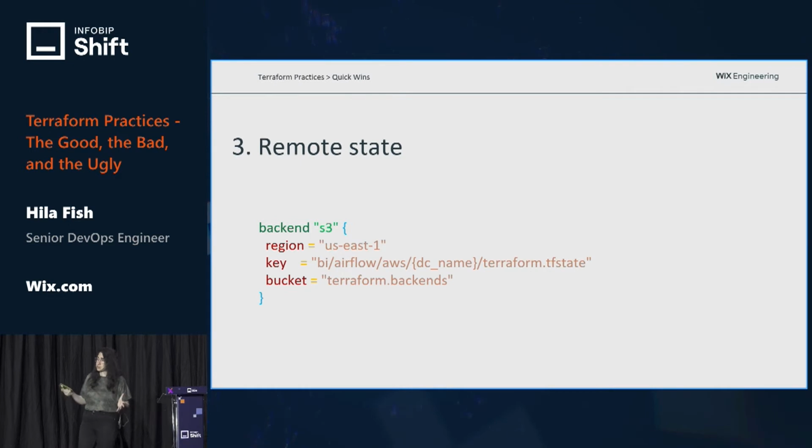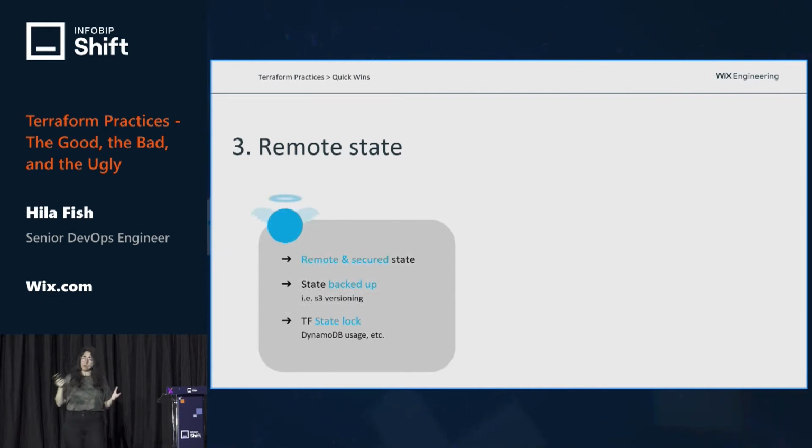And the last thing in the quick wins section is remote state. By default, Terraform works with the local state. So in order to have the ability to work with other teams on your Terraform code base, and in order to have audits and backups and stuff like that, you should configure Terraform to work with a remote state. The good thing is to have your state remote, backed up, and secured, of course, and to have Terraform state lock, because if someone runs Terraform while you run it, then there will be collisions, so it's not great to have.